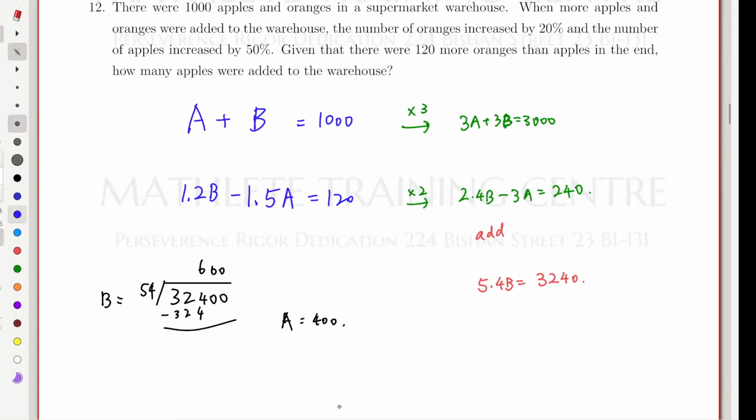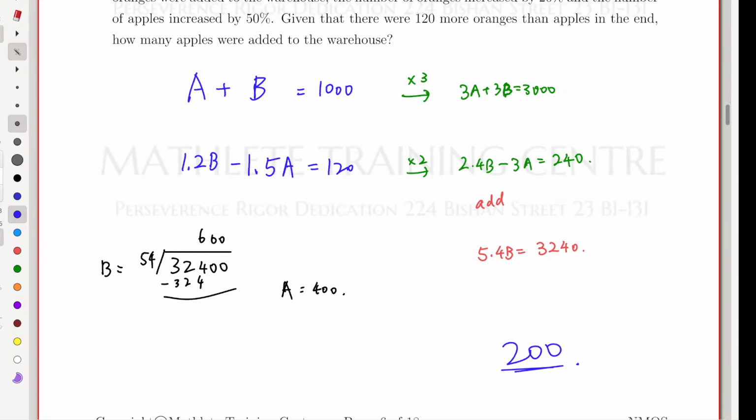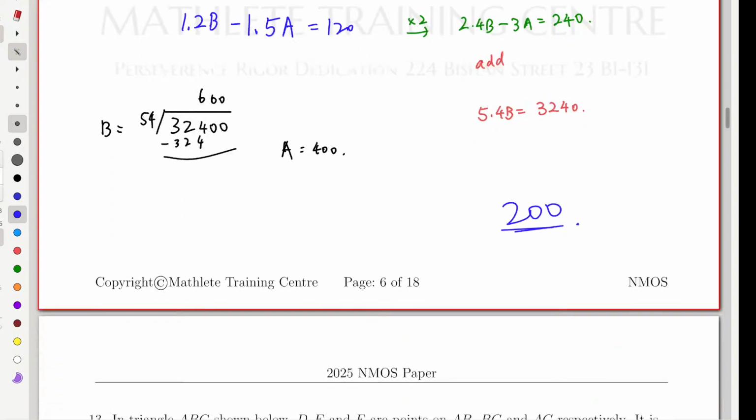How many apples were added? Since apples increased by 50%, the number of apples added is exactly equal to 200. Okay, let's move on.